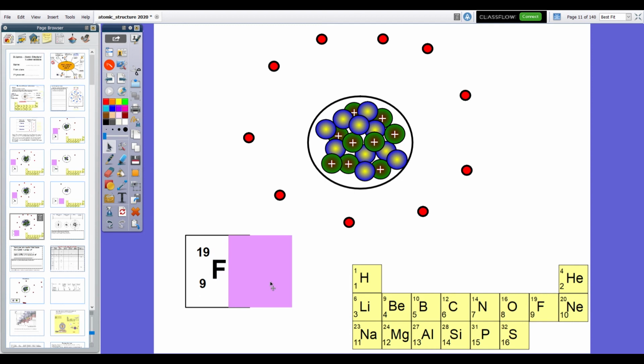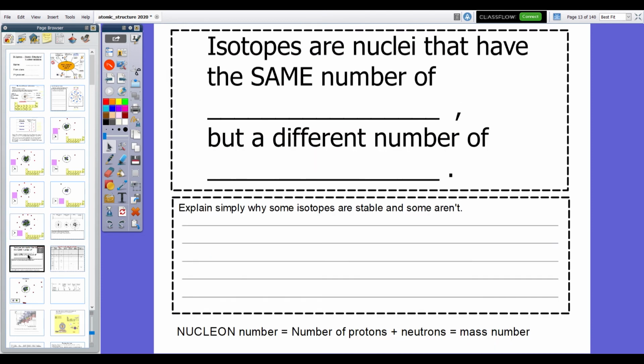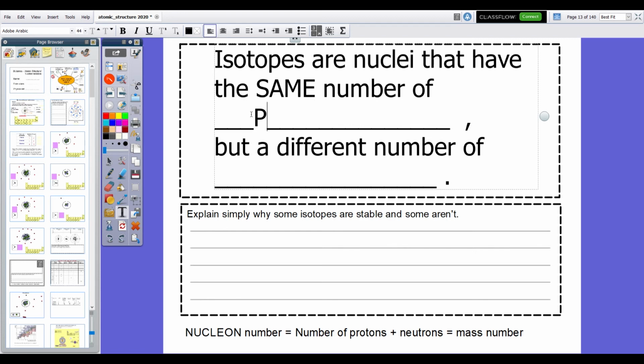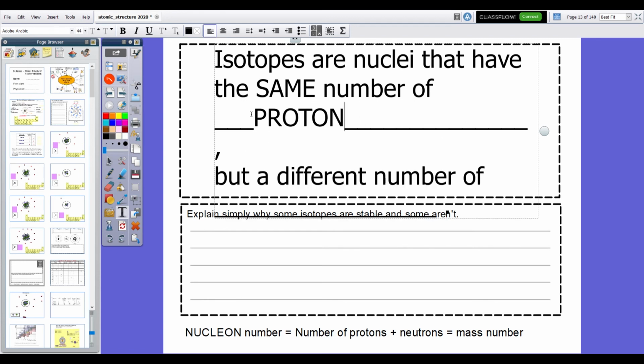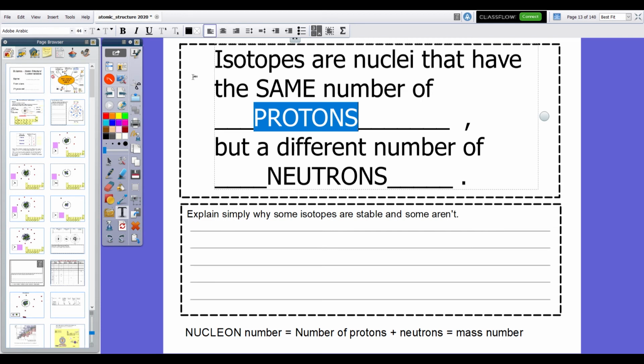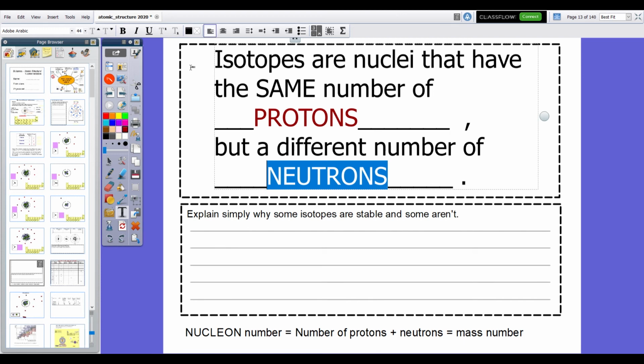Fluorine. Very good. So, we just maybe jump to this page here now, and we can just write this in. Isotopes are nuclei that have the same number of, what word goes in here? Same number of protons, but a different number of neutrons. That's what you want to write in there. That's the important bit for there. Same number of protons, but a different number of neutrons. Very good.